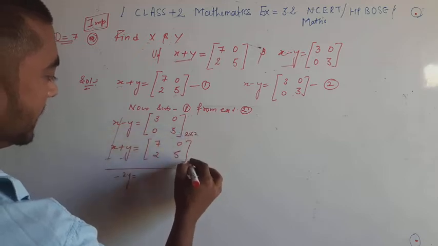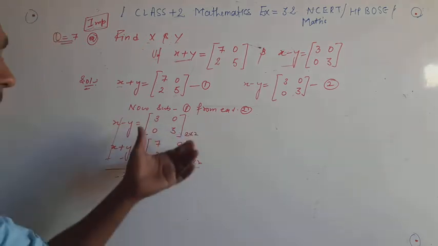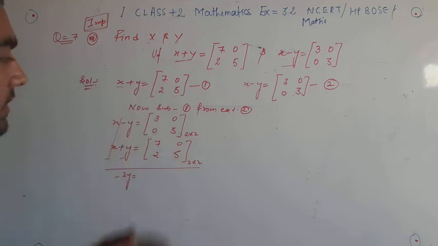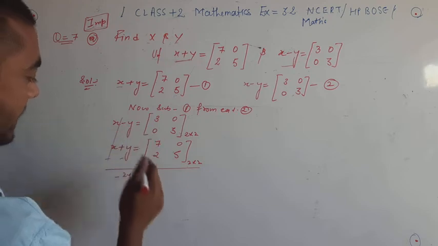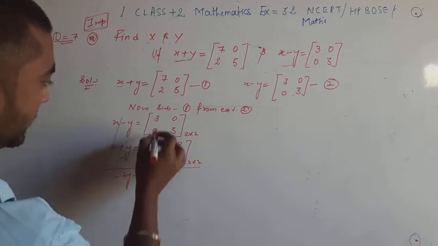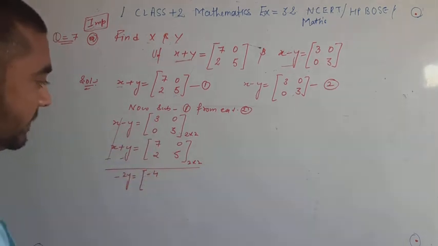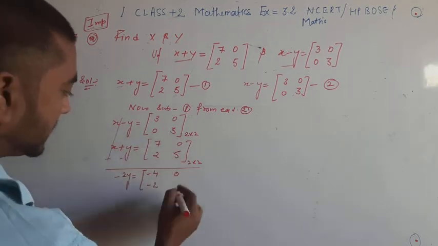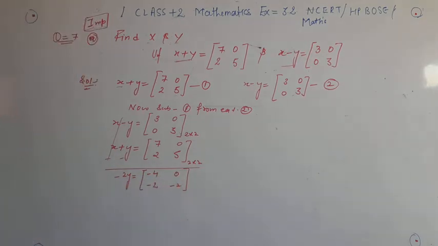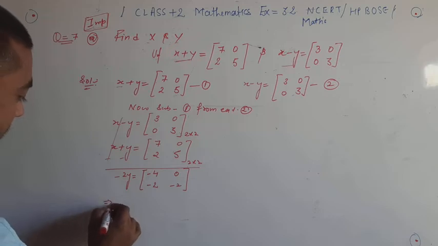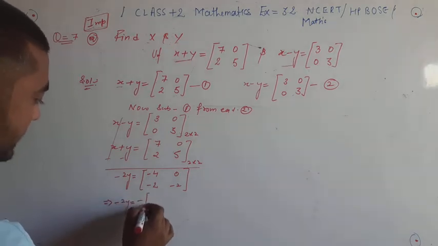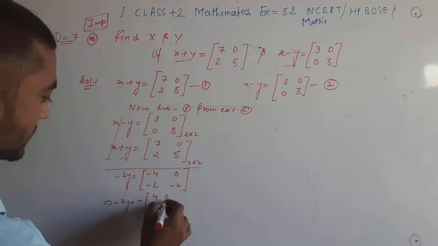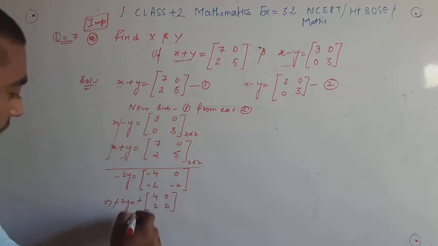the order of the matrices are the same. If the order of the matrices are the same, then we can move towards the corresponding elements. So 3 minus 7 will become minus 4. 0 minus 0 becomes 0. 0 minus 2 becomes minus 2. 3 minus 5 becomes minus 2. Taking minus 1 as common, so minus 2y equal to minus 4202. Cancel out the sign.